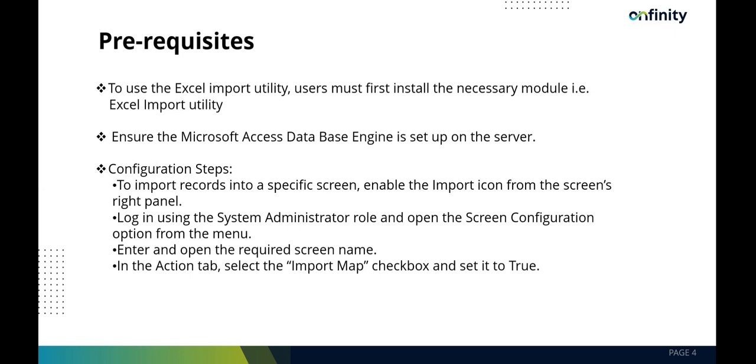To import records into a specific screen, we first need to enable the import icon from the right action panel of the screen. Next, log in using the System Administrator role and open the screen configuration option from the main menu. Then enter and open the required screen name, go to the Action tab, select the checkbox named Import Map, and set it as true. This enables the import functionality for that particular screen.